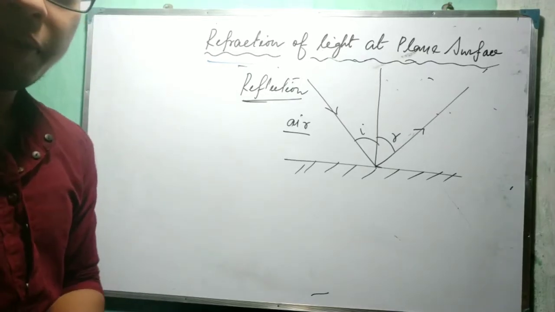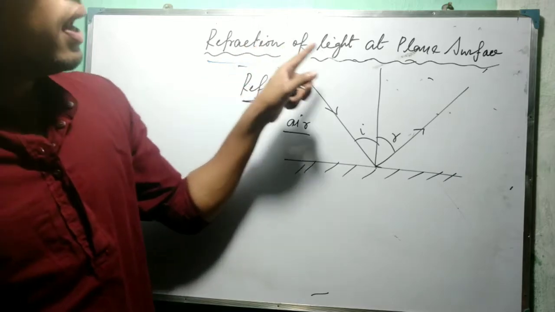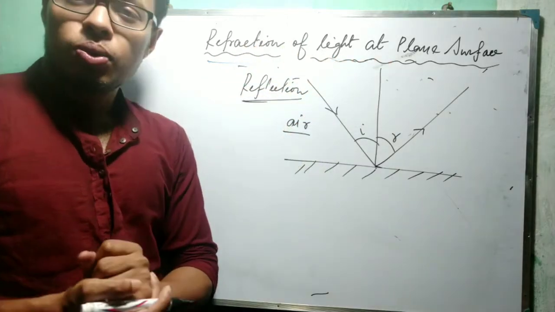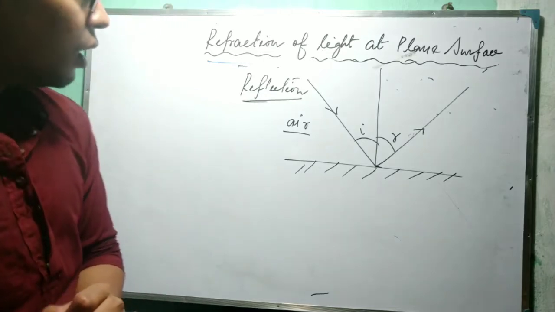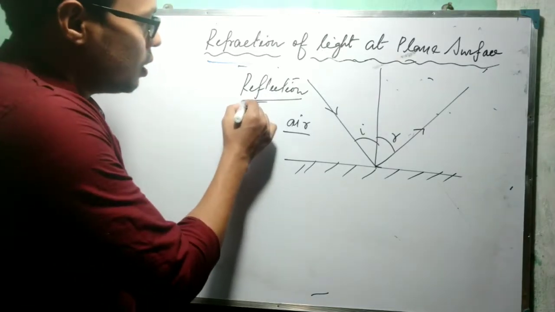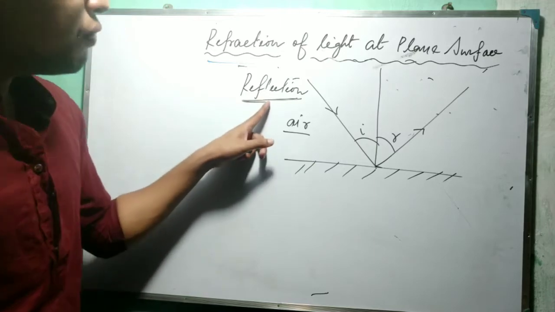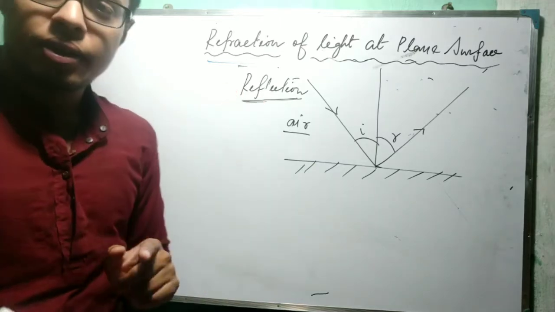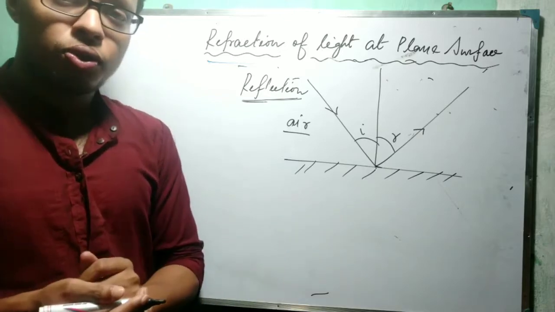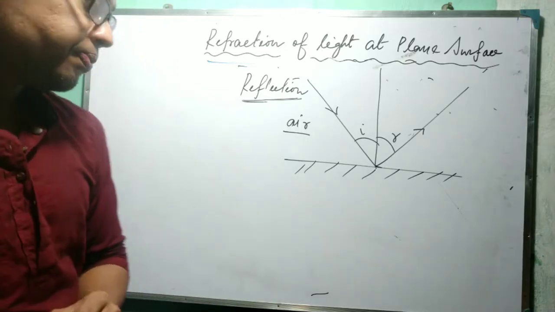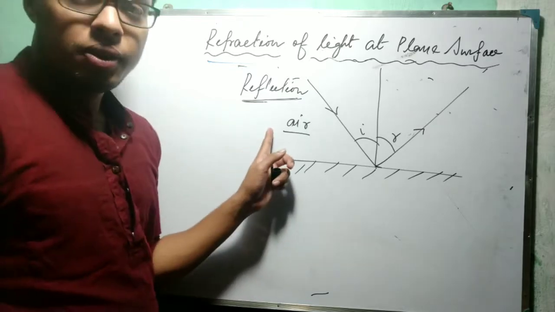Today I will discuss the refraction of light at a plane surface, which is in ICSE class 10 physics. Before that, this reflection chapter you have read in class 9 for plane surfaces and for curved surfaces also. Curved surface means mirror. What is reflection?